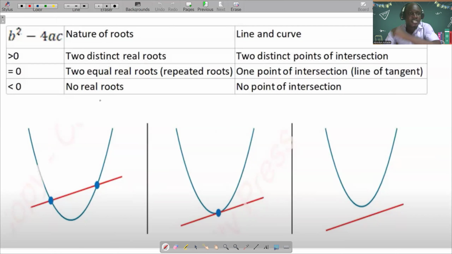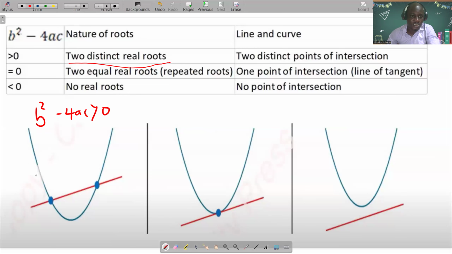What we're actually saying is that once we say b squared minus 4ac is greater than 0, don't forget the nature of roots, we say it's two distinct roots. But what actually happens is that when you have a line that intersects a quadratic curve at two distinct points, we can use this discriminant b squared minus 4ac to solve that problem. This is the graph underneath.